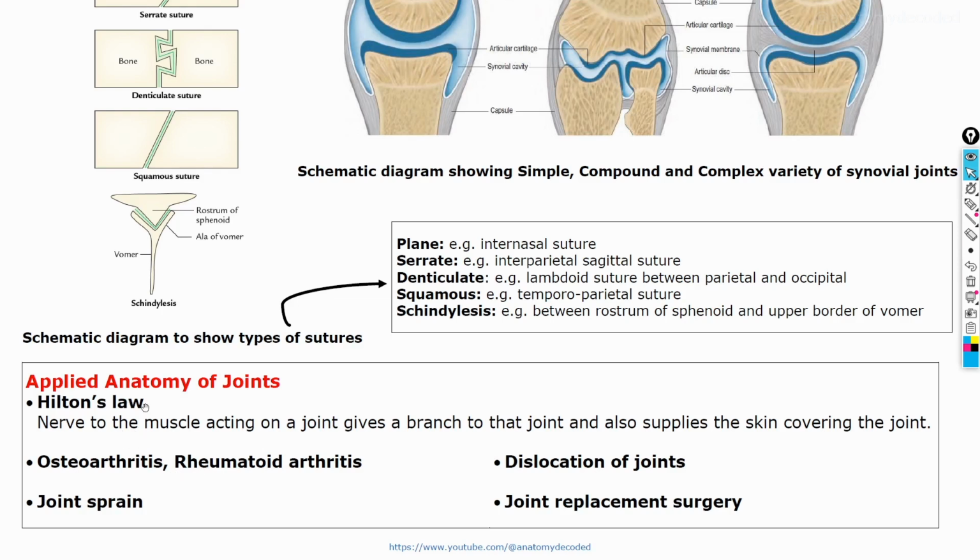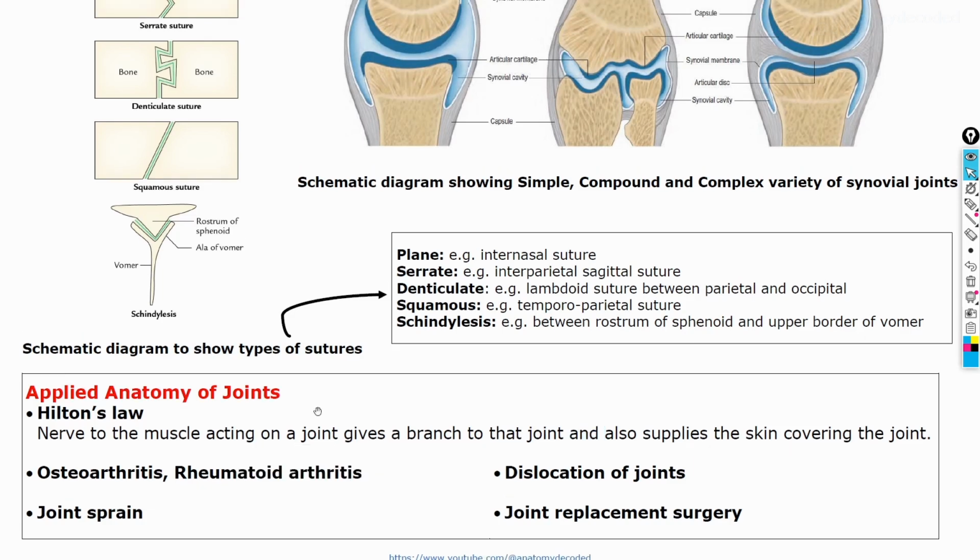Again try to read this. A nerve to the muscle acting on a joint also gives a branch to that joint and also supplies the skin covering the joint. For any joint, if a question is asked and you don't know the nerve supply of that joint, you can think about muscles acting at that joint, and you can write those nerves. So these nerves will be supplying that joint.